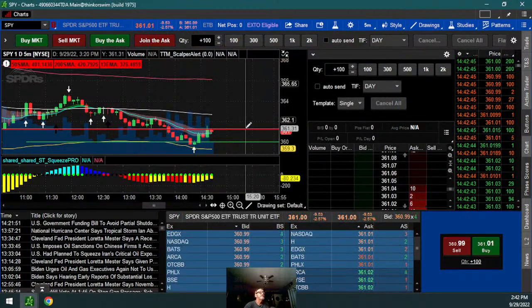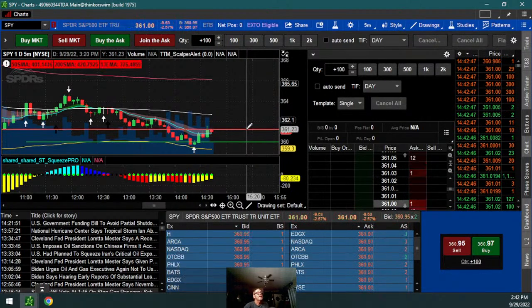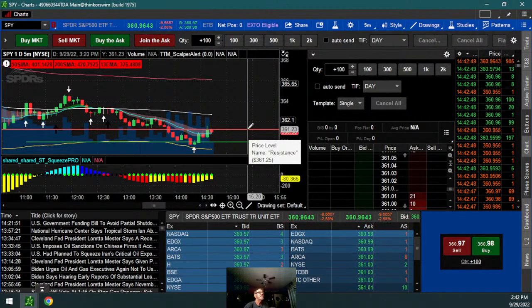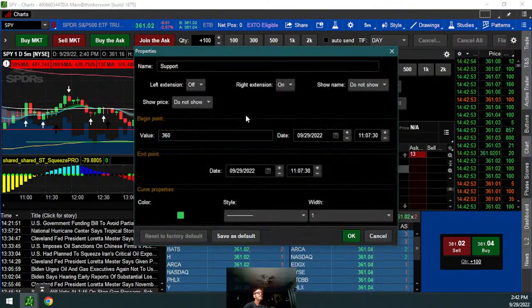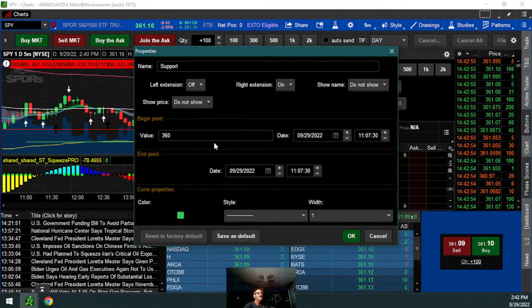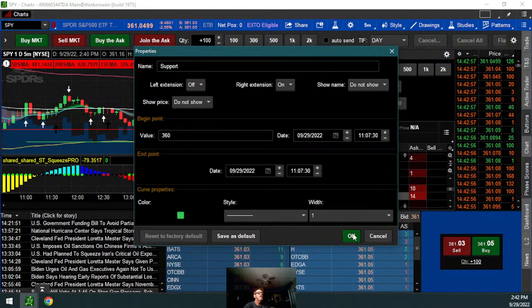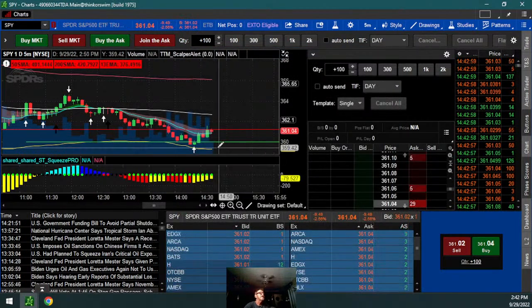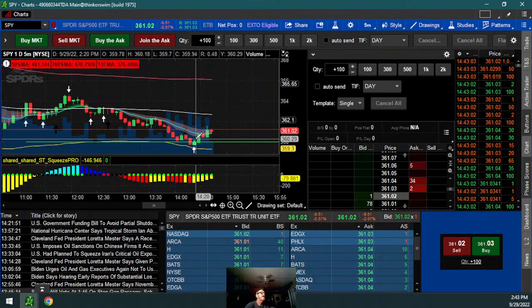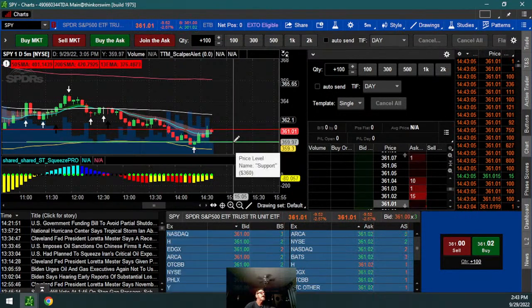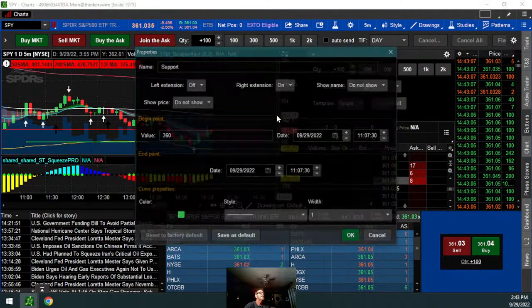Okay, so here's our resistance now at 361. It's really about 361. I put it at 361.25. And here we have our support at 360. We're $1 away, like I like to keep it. It could be a little higher. It could be more like 360.25. That would put it the same thing as this with $1. Let me move that up a little bit.